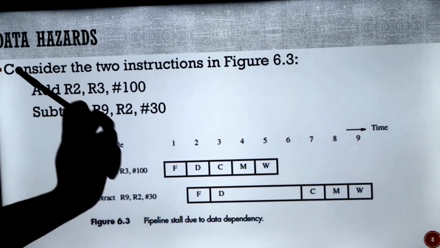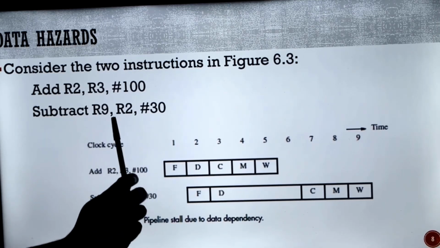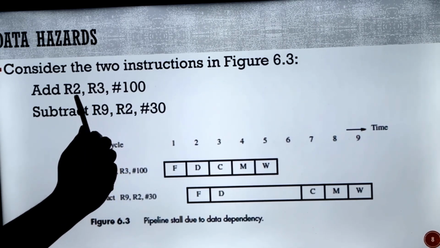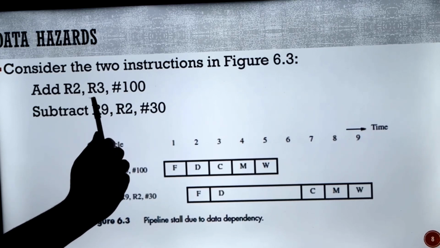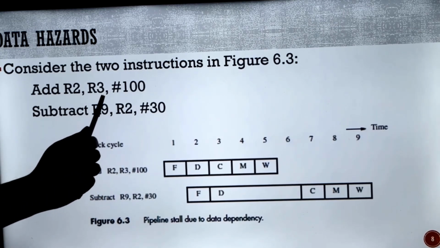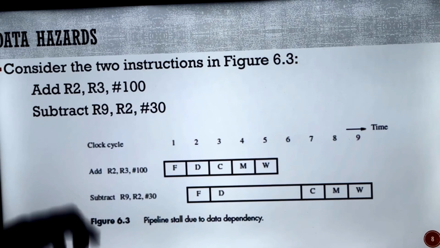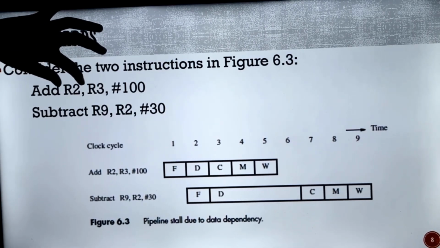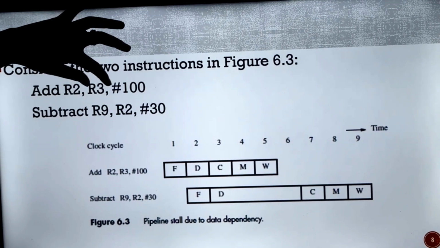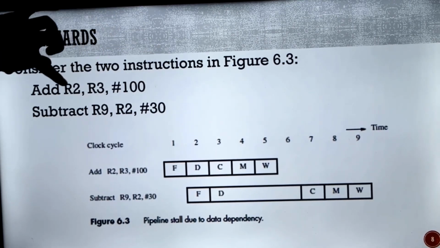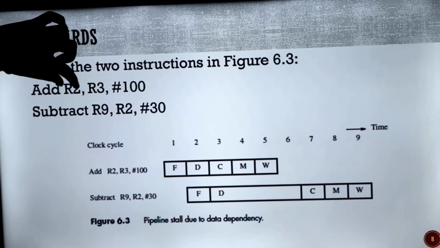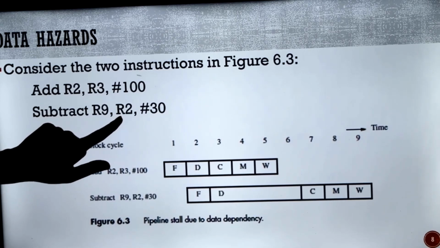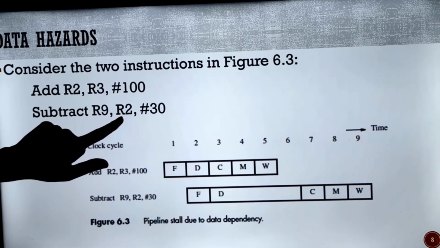But there is an issue with this program. What is that issue? See the first instruction. In the first instruction, I am adding something to R3. Here I am doing R2 equals R3 plus 100, meaning there will be some new value for R2. Whatever R2 you have now, you will get an updated value after adding R3 and 100. This will be copied to R2, right? So until you get the updated value of R2, how can you go for the decoding of the second instruction? You understood that?